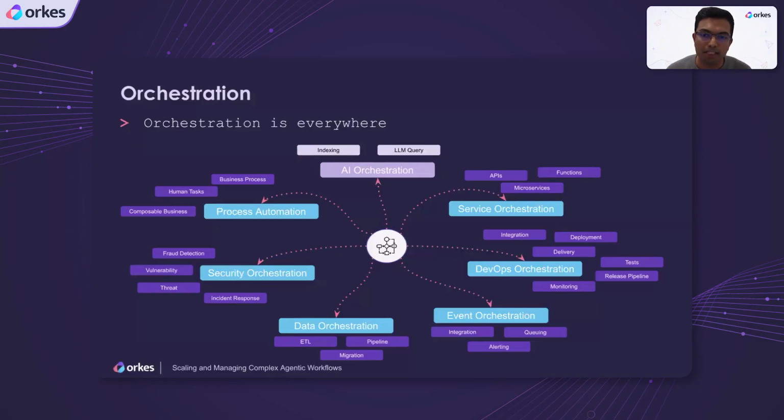Orchestration is everywhere. When people think about orchestration, there is a tendency to pigeonhole yourself into service orchestration, like APIs and microservices, right? But orchestration is across your organization, whether it's even now with the advent of AI, so AI orchestration, service orchestration, DevOps orchestration with CI/CD pipelines, event orchestration, data and security. So it's where your core applications are built on, and that's where orchestration comes in.